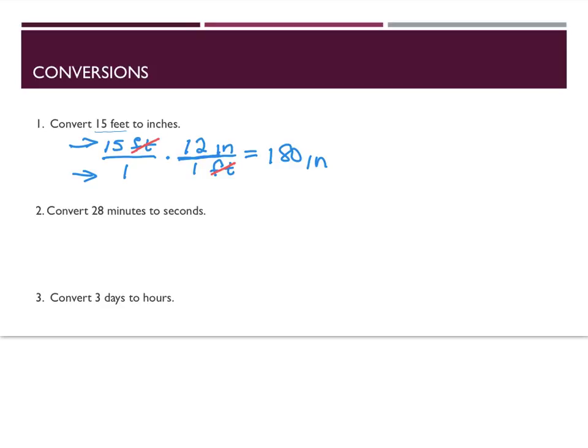Okay, let's try this again. The unit that I'm given is 28 minutes. 28 minutes needs to just go over 1 with no unit. I need to do another fraction that's going to change minutes to seconds. I want seconds to be my answer, so seconds has to go on top and minutes goes on the bottom. Now what is the conversion rate? There are 60 seconds in 1 minute.